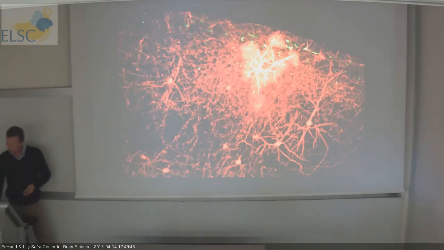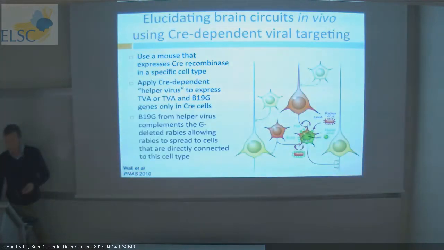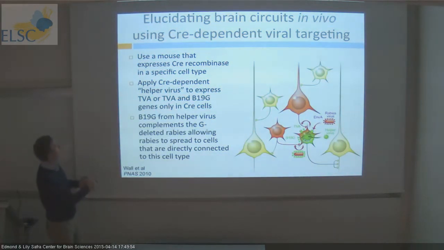Okay. So the other approach that we and many people now use is to target neurons in a mouse line that would have Cre in it. So this is a way to target a specific cell type, the most common way. And now what we want to do is to essentially get the same gene that we electroporated in the previous example to be expressed in the whole population of cells. The way that we typically do this, and in most published experiments, is to use a helper virus, an AAV or a lentivirus, that only following Cre recombination will express TVA and the rabies glycoprotein.